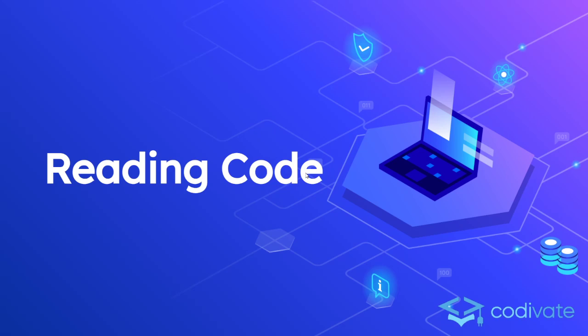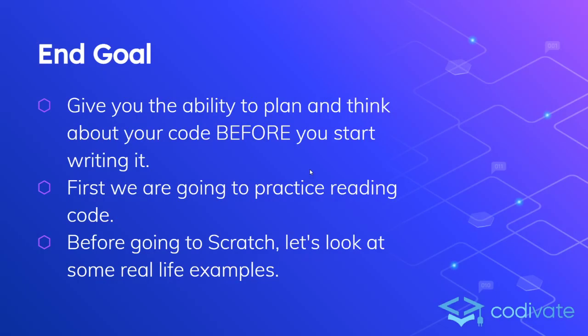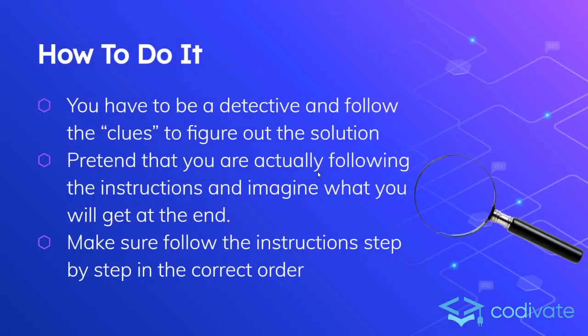Today we're going to be learning how to read code and figure out what the code does just by looking at the program itself and not watching it run. The way we're going to do that is we're going to look at some real-world examples, and then after that we're going to look at Scratch and just practice reading Scratch blocks and figuring out what they do. So, let's get started.